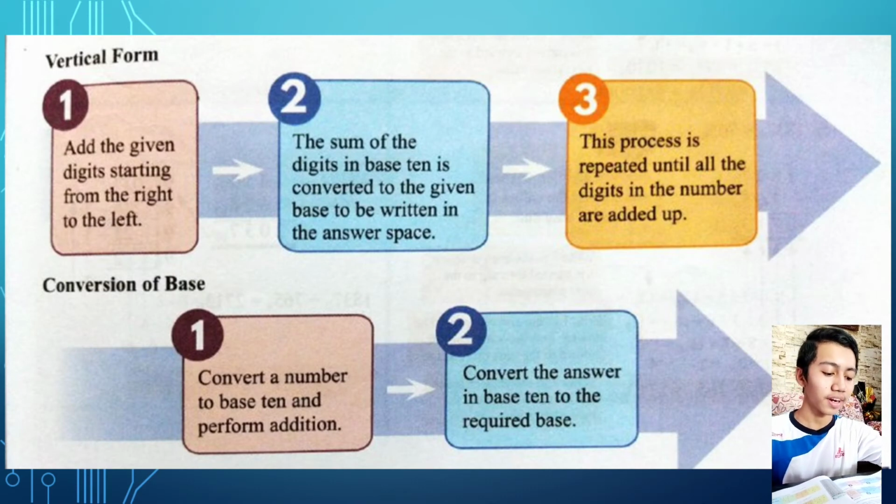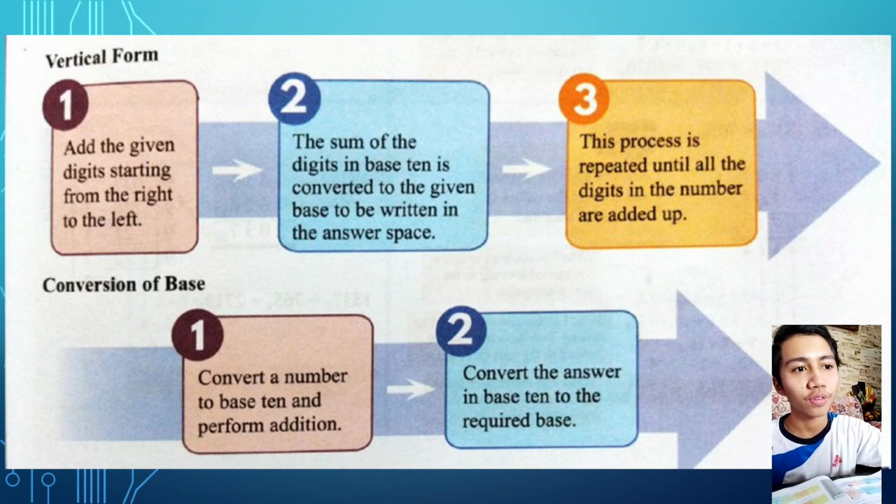Addition of numbers in various bases. So for the first step, you must add the given digits starting from the right to the left. Okay. Next, you need to convert the sum of the digits in base 10 to the given base, to be written in the answer space. And the last step is that this process is repeated until all the digits in the number are added up. But it is in vertical form.